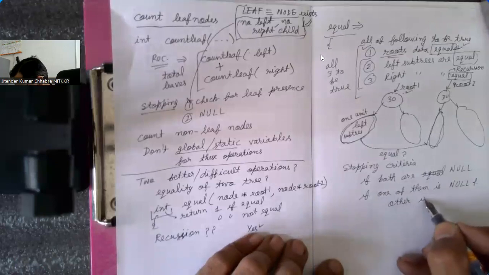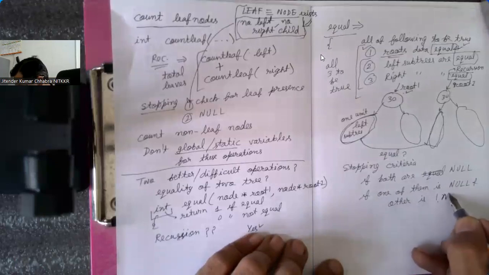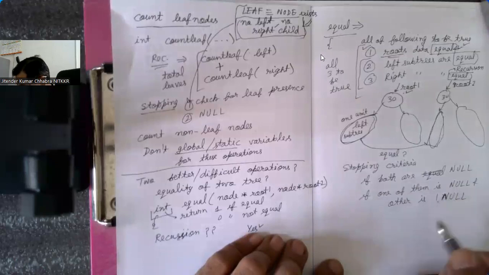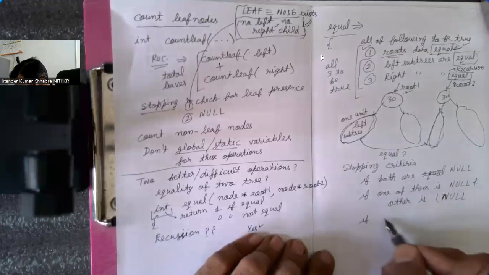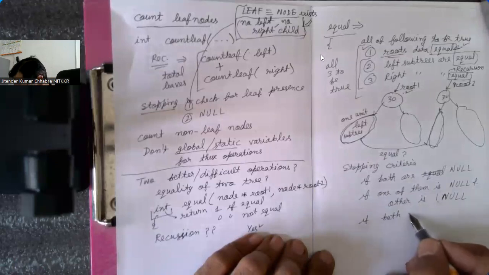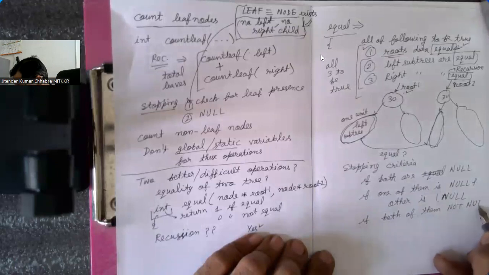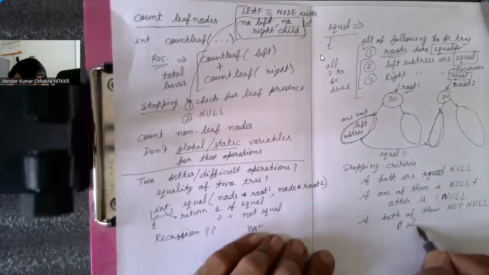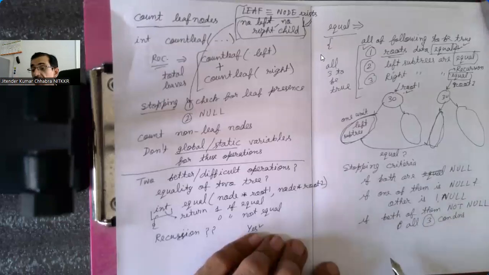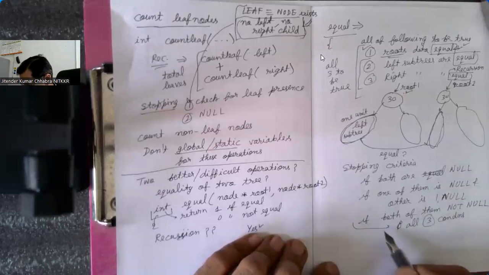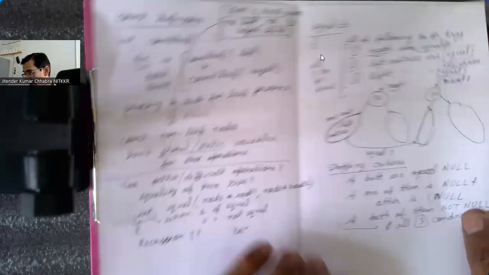If one of them is null and the other is not null, obviously again you can conclude guaranteed that they are not equal. If both are not null, only then recursion will be needed. Then you have all three conditions to be checked. So whatever we have written above, all three conditions will be checked. Having told that, I think now you can try this one also, and hopefully you will be able to implement this also without much difficulty.